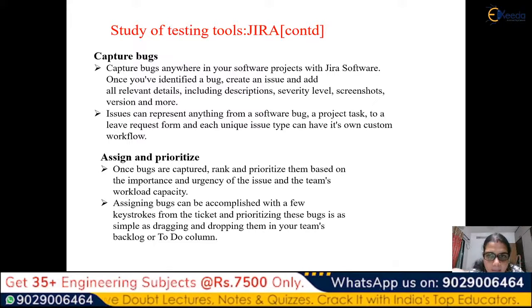This is about the bug life cycle. I have identified that for this line there is a bug. Then I created an issue, then added all relevant details, like when I found the bug, all this documentation work, which part of the software module, what line number, what is the statement of that, and so on. So including description, severity level, and also the screenshots, versions and more. This captures everything. You don't have to do personal documentation.